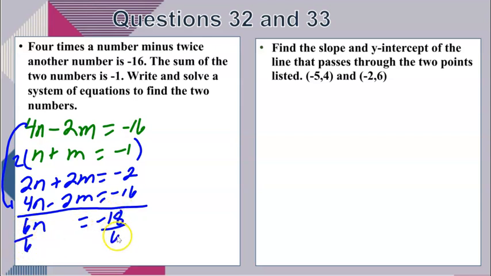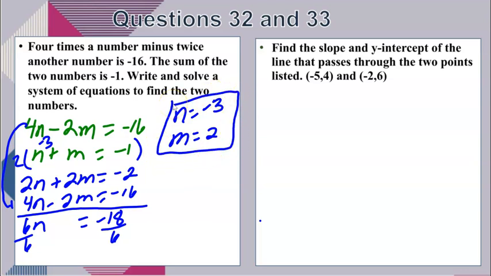Divide by 6, n is going to equal negative 3. If n is negative 3, that means m would have to equal positive 2. And I can verify that because negative 3 plus 2 is negative 1. Negative 12 minus 4 is negative 16. So these would be our two numbers.